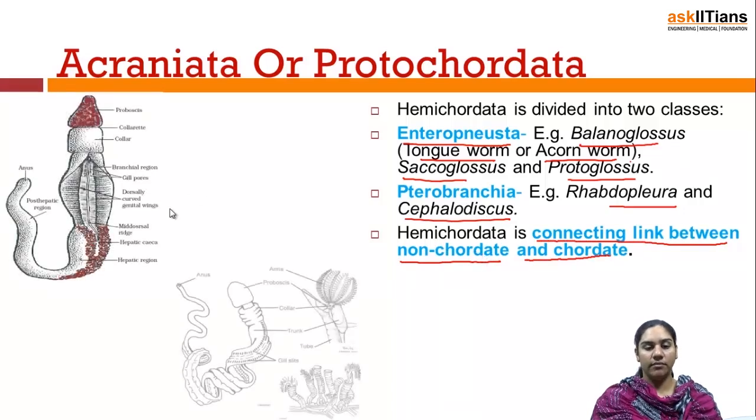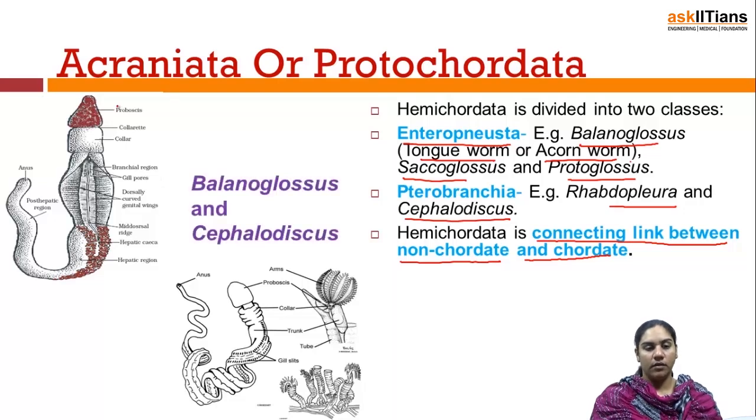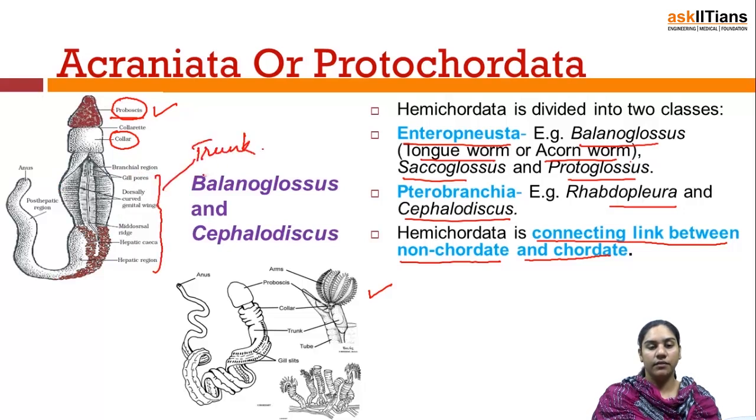So this diagram shows Balanoglossus and this shows Cephalodiscus. In the Balanoglossus, the upper part is known as the proboscis and the middle part is the collar, and this part is the trunk region. So in the trunk region, gills are present, gill pores are present, and hepatic caecae are also present in the hepatic region, and in the terminal portion anus is there. The same body plan is shared by the Cephalodiscus, in which proboscis, collar and trunk are there, and also you can see the gill slits.